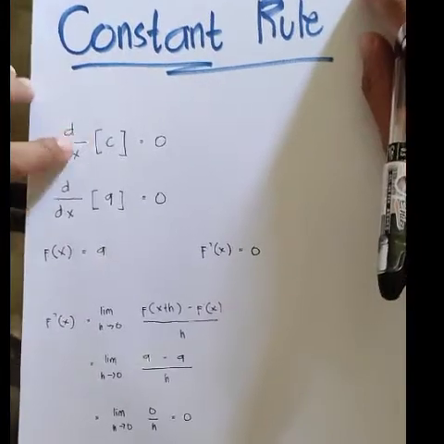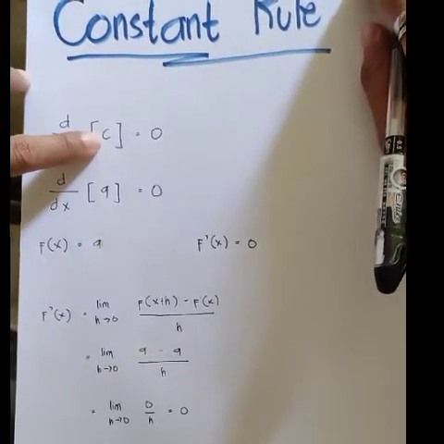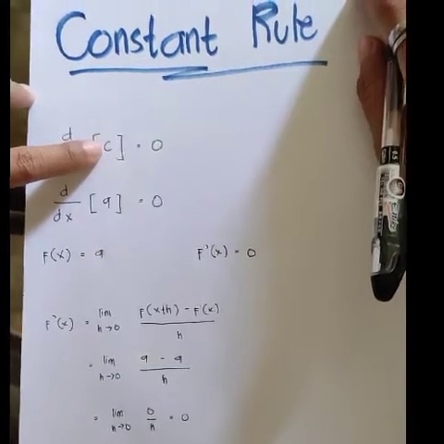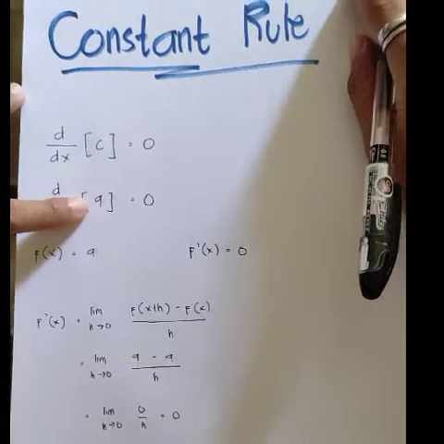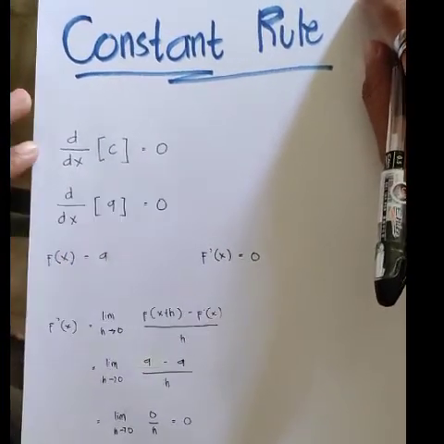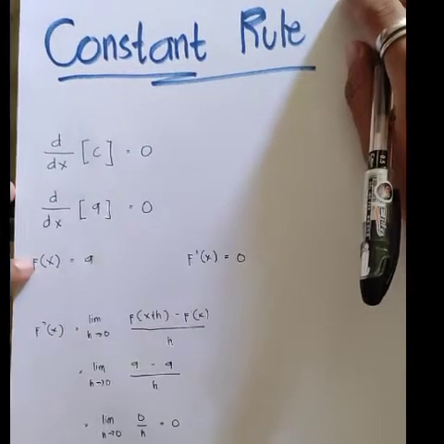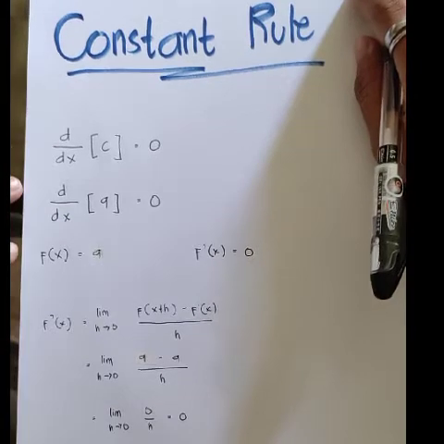d/dx of c is equal to 0, where c is equal to any constant number. So we assume that our c is 9. So d/dx of 9 is equal to 0. f(x) is equal to 9 and f'(x) is equal to 0.